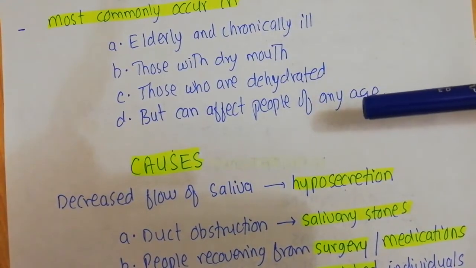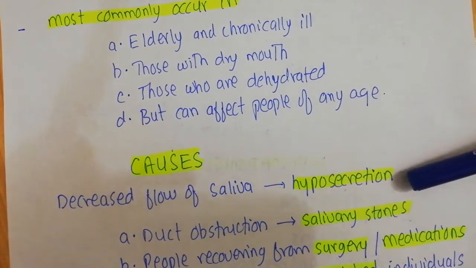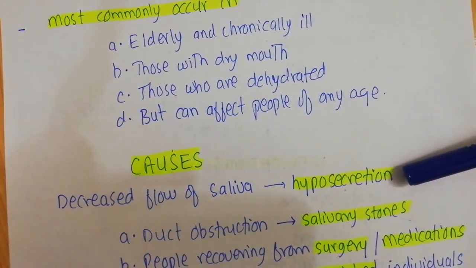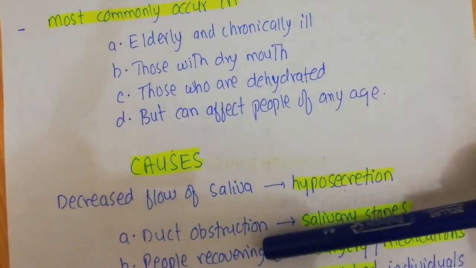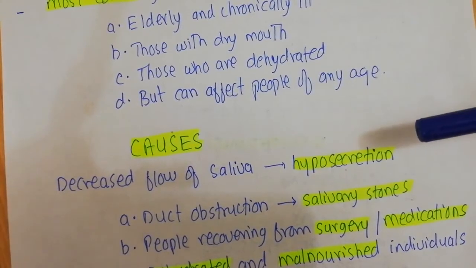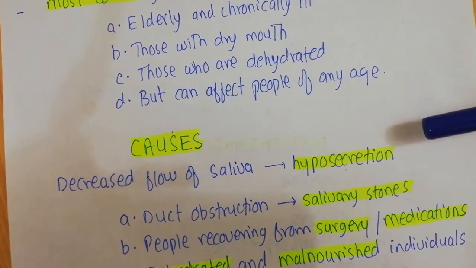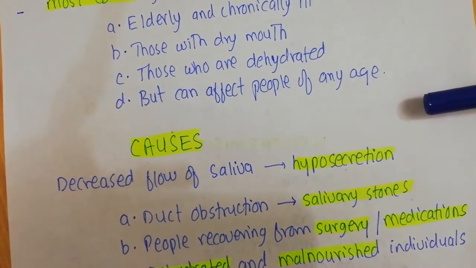Now, what are the main causes of sialadenitis? The main cause is decreased flow of saliva, also known as hyposecretion of saliva, and this can be because of multiple reasons. The first reason is duct obstruction of the salivary glands. The salivary glands are exocrine in nature, and when they release saliva, it moves through ducts into their respective places, in this particular case the oral cavity.